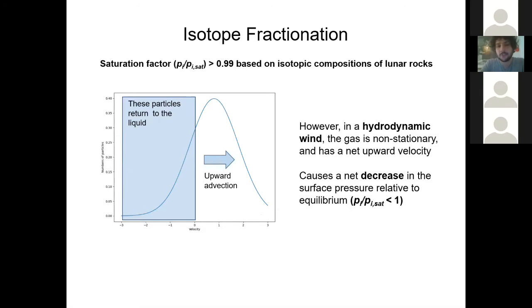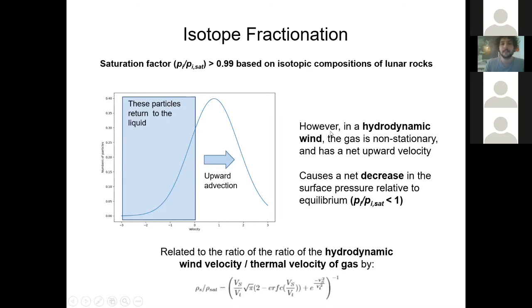However, if we have our hydrodynamic escape scenario, then we no longer have a net velocity of 0. Actually, we have a net positive velocity away from the lunar surface. And so the gas is non-stationary. And as a result, our Maxwell-Boltzmann distribution is no longer centered on the 0 value, but it's displaced to a higher value. And therefore, we have fewer particles that return to the liquid. And the net result of this is that the partial pressure at the surface relative to the equilibrium pressure decreases to values below 1.